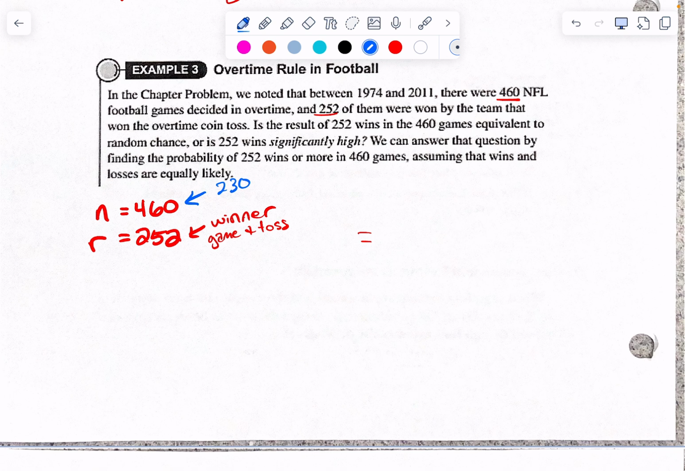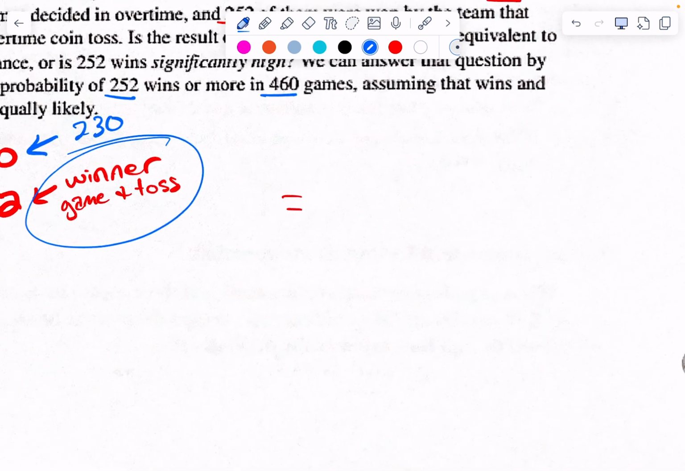Anyway, they're trying to see if there is a higher chance of the winner winning if they win the coin toss. That's what we're debating here. We can answer that question by finding the probability of 252 wins or more in 460 games, assuming that wins and losses are equally likely.